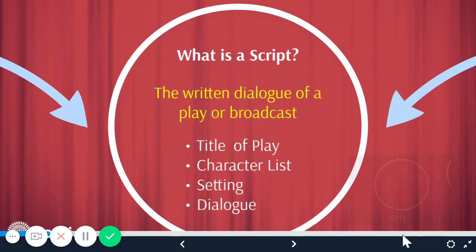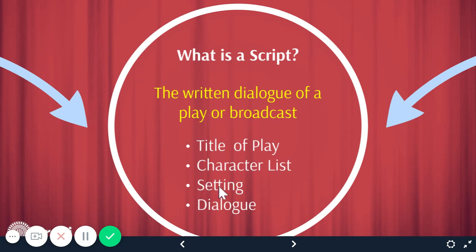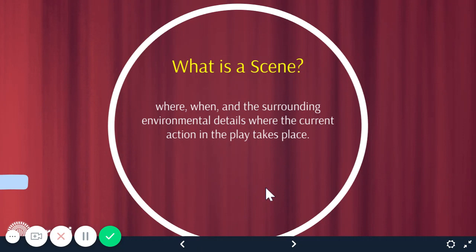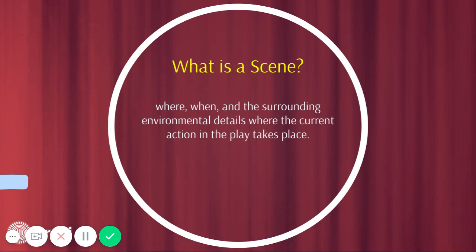So the elements of a script are the title of the play, the character list, the setting, and the dialogue. So all plays and TV shows, movies, etc., have a scene, and that is the where, when, and the surrounding environmental details where the action takes place. So mostly a play or a TV show or a movie has different scenes. If you think about one of the Avengers movies, there are lots and lots of different places and times and surrounding environmental details where the action takes place.